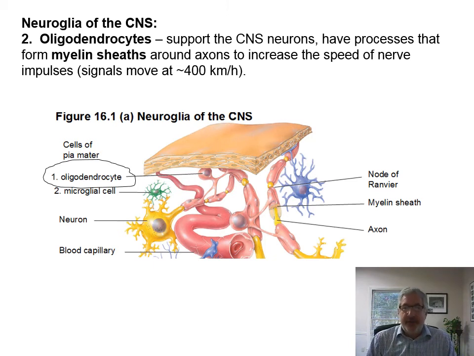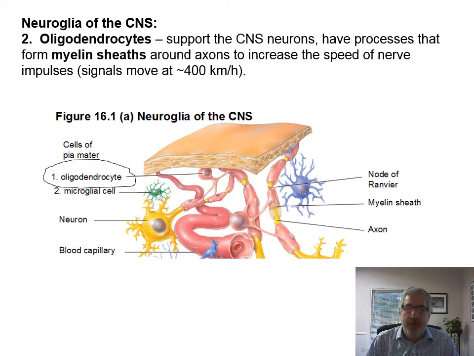So oligodendrocytes are one of the two types of cells that produce the myelin sheath, and the other ones are the Schwann cells. Oligodendrocytes produce the myelin sheath in the central nervous system. Schwann cells produce the myelin sheath in the peripheral nervous system. These produce myelin sheaths around axons, and that myelin sheath increases the speed of nerve impulses considerably. A signal can move about 400 kilometers per hour.